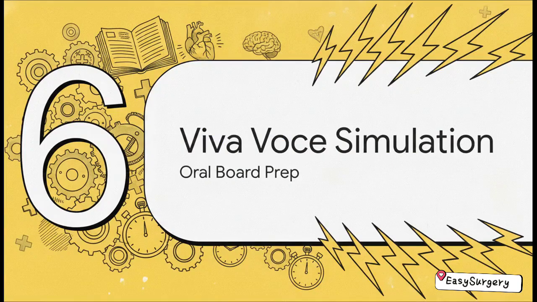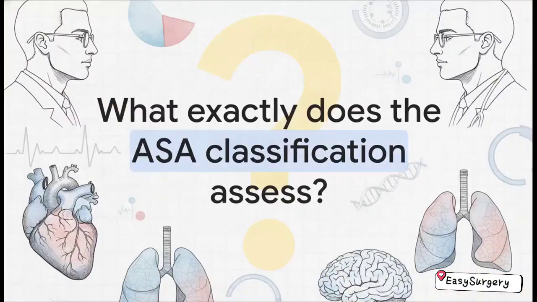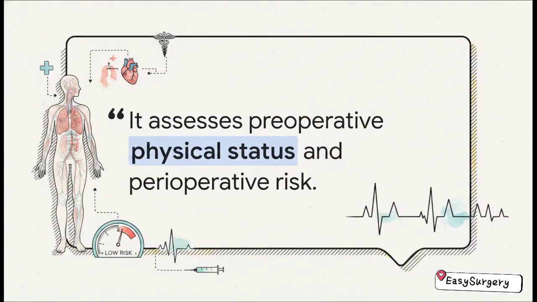Section 6. Viva voce simulation. Picture this. You're in your oral boards. The examiner looks at you over their glasses and asks, "Candidate, what exactly does the ASA classification assess?" You want to deliver a concise, model answer. You say, it assesses preoperative physical status and perioperative risk. Boom. You demonstrate immediately that you understand it evaluates the patient's biological fitness.